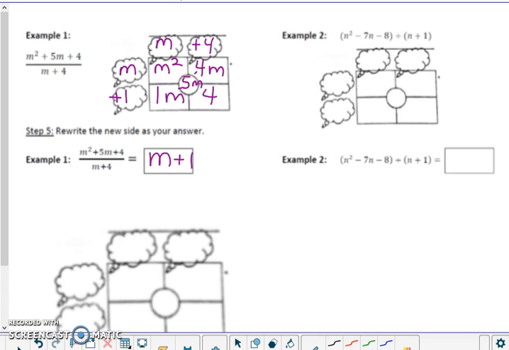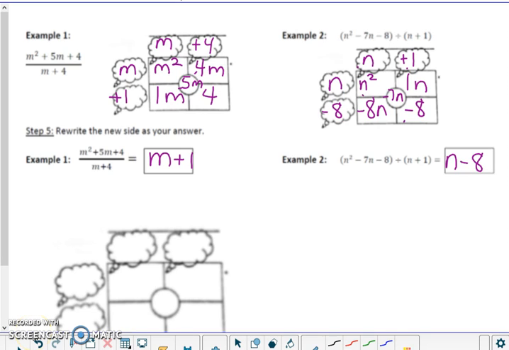So let's go ahead and do example number 2 when we have negatives involved. So we have n squared minus 7n minus 8. And we're going to divide by n plus 1. So n squared divided by n is n. And negative 8 divided by 1 is negative 8. And we can check this. Negative 8 times n is negative 8n. And 1 times n is 1n. Does 1n and negative 8n combine to give us negative 7n? Yes. So this is an accurate answer of n minus 8.